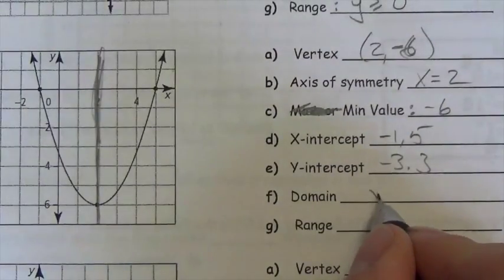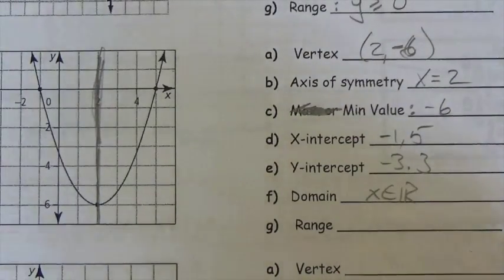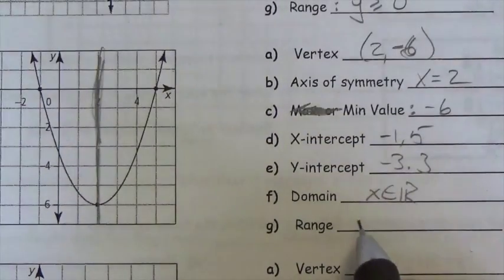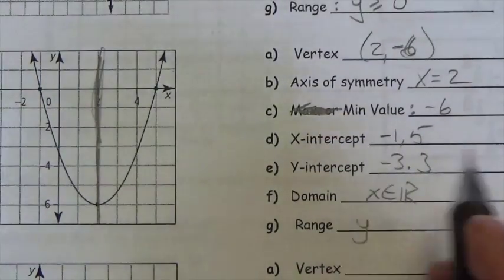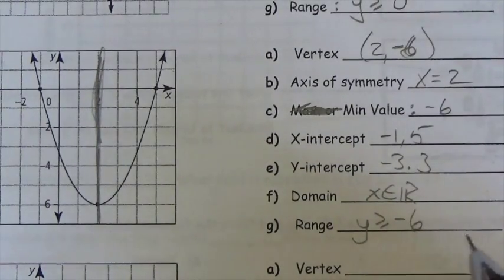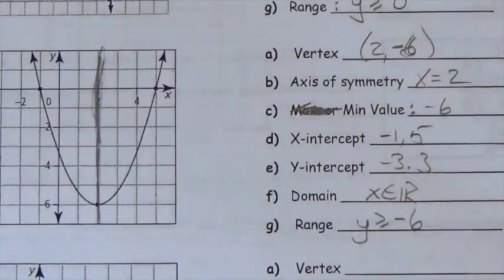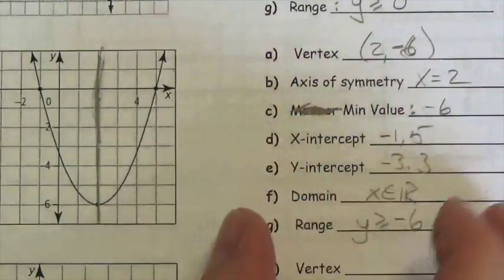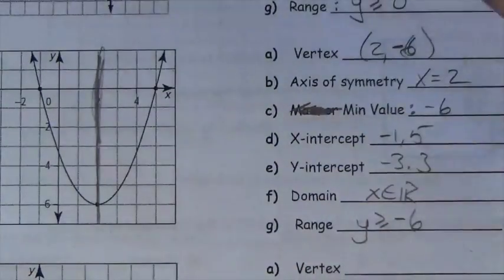Now the domain. Well, the domain is a parabola, and just like before, the domain will be all reals. That's not going to change from question to question. The range, however, will. Because we know that it had a minimum of negative 6, that means my range is going to be all y-coordinates greater than or equal to negative 6. And so there's all that information that we want to yank out of this parabola.